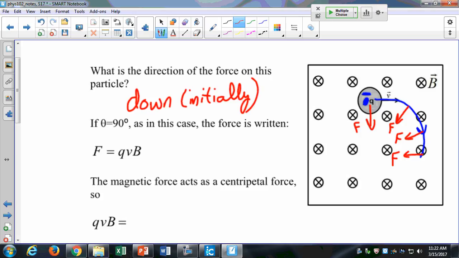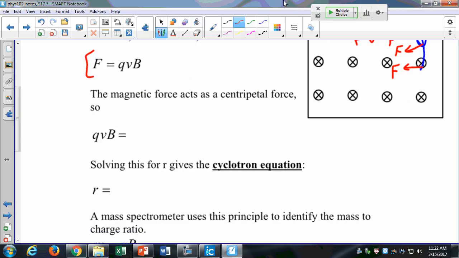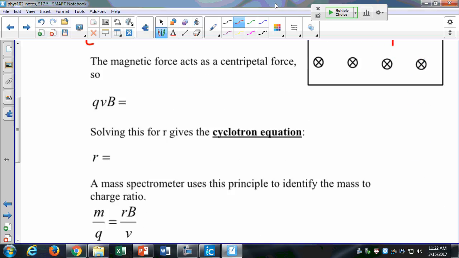But notice the force changes as the direction of the particle's path changes. We can write the particle's force as F equals QVB sine theta, but sine of 90 is equal to 1. And since it acts as a centripetal force, we can say this. Now remember centripetal forces, guys. Centripetal forces aren't like a separate force. A centripetal force is really just a label that we give to a particular force. So for example, with a car going around a curve, the static frictional force is the centripetal force.